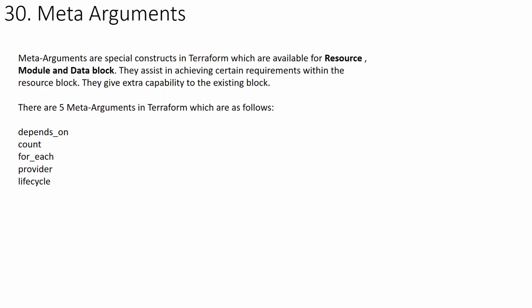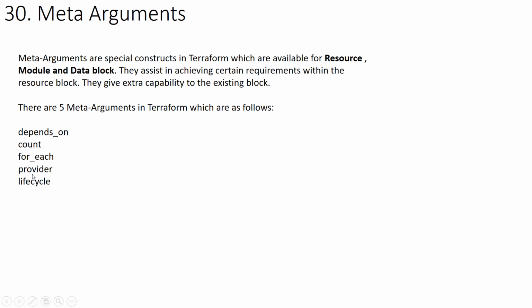So in that case, you can use the depends_on meta argument. The count and for_each are primarily to repeat a block, whichever block you want to repeat. So let's say you want to create 10 S3 buckets or 10 VM instances. In those cases, instead of repeating the code again and again, doing copy paste 10 times, you can use count and for_each. It's kind of a loop where it will iterate as many times as you want.